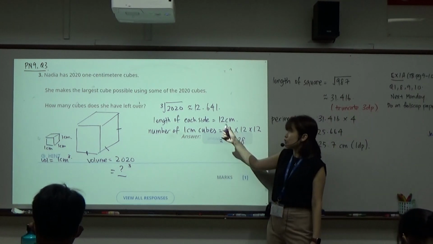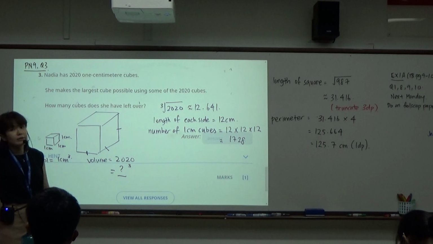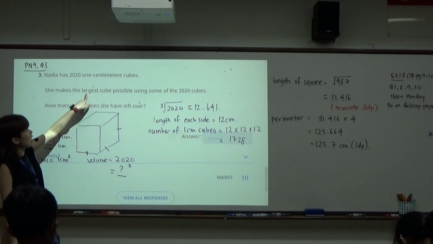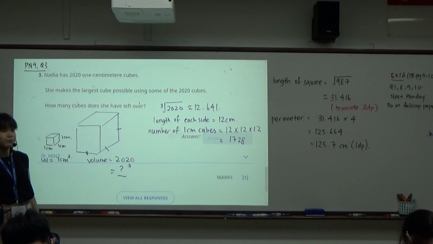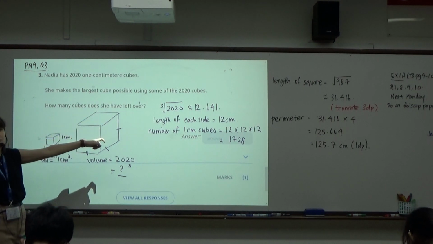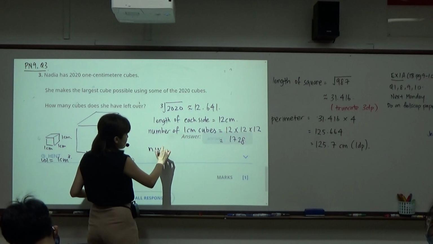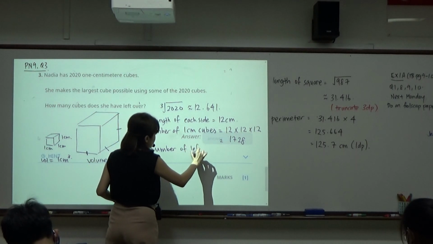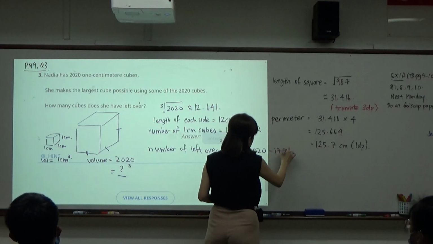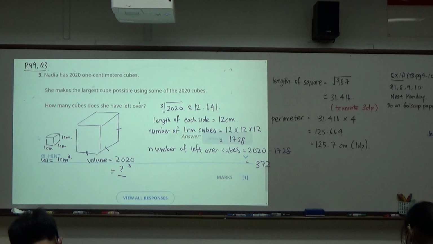I should be using 12 because I want the largest possible cube to be built up. Because I cannot go 13, the next number I should choose is 12. If I use anything less than that, then I will not be getting the largest possible cube. But the question wants you to find how many cubes she has left over. Because there are 2020 cubes, the number of leftover cubes will be 2020 minus 1728. So that will leave us with 292.